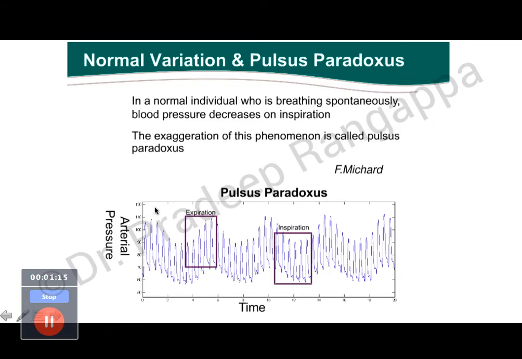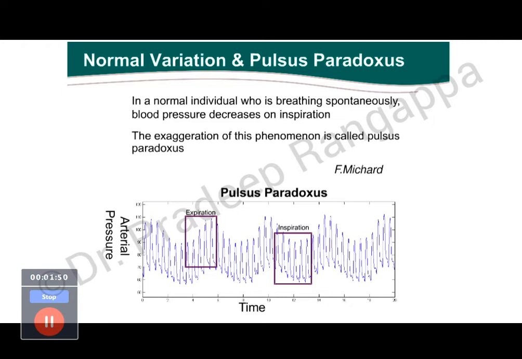First, to understand the science of stroke volume variation, what we need to understand is that in a spontaneously breathing patient, during inspiration the blood pressure comes down, and during expiration the blood pressure goes up. So this is a normal patient who is breathing. These are the respiratory variations in the blood pressure, and we call it pulsus paradoxus. And when there is an increase in this phenomenon, it tells us that there is a volume deficit.